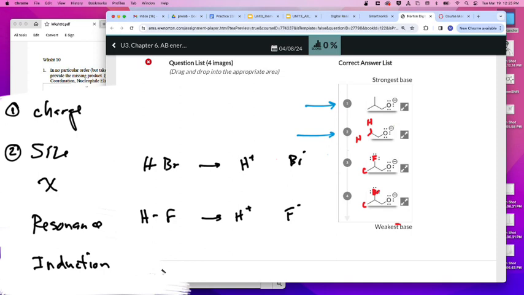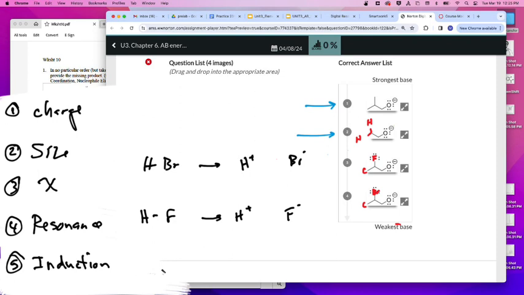That's all you learned in 152. Okay? Size trumps electronegativity. Then resonance, then induction. Is this perfect? No. There are absolutely exceptions. We already talked about one of the exceptions. Nitrogen was an exception to this.